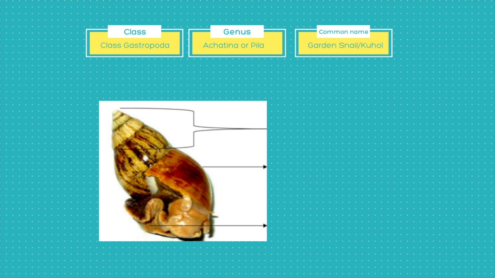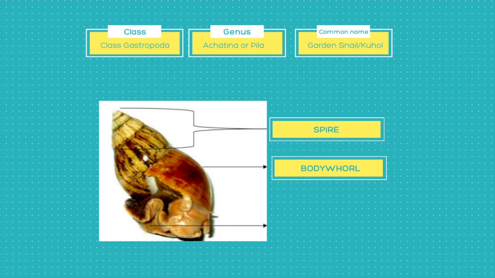Under class Gastropoda, we see the genus Achatina or Pila, more commonly known as the garden snail or kuhol. From top to bottom, the first pointed structure, most distal from the snail, is the spire, which is the spiral cone structure on top of the shell. In between the spire and the snail is the second structure called the body whorl. At the bottom of the snail, we see the third pointed structure, which is the foot, which helps the snail for locomotion.